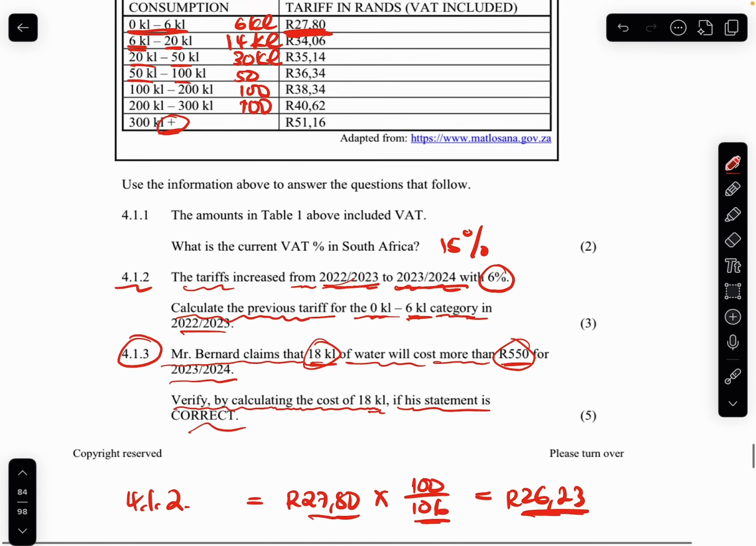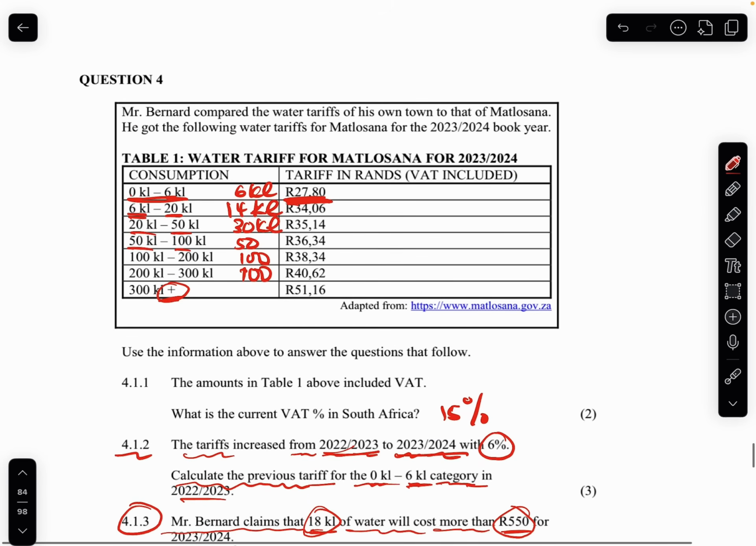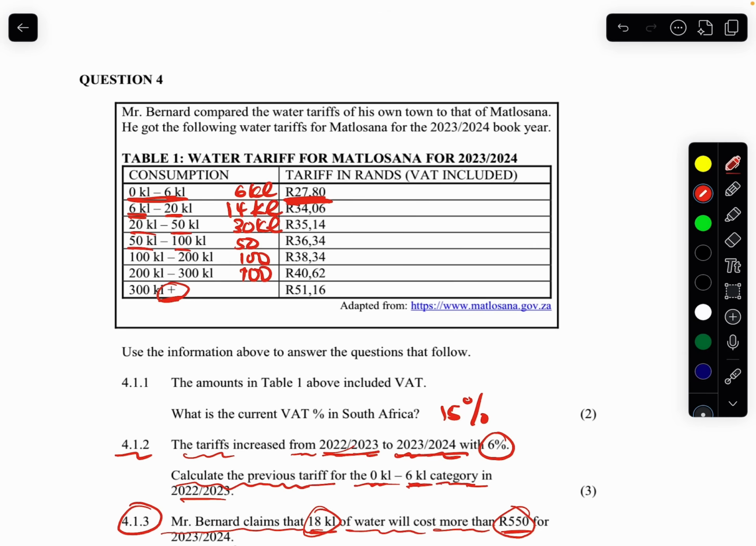4.1.3. So let's look at the 18 kiloliter. Where does the 18 kiloliter belong? It's 6 in the first block, and then from 18 you are remaining with 12, and the 12 is going to be here. So here you're going to have 6, and then you're going to have 12. I hope I make sense by that. That makes 18.